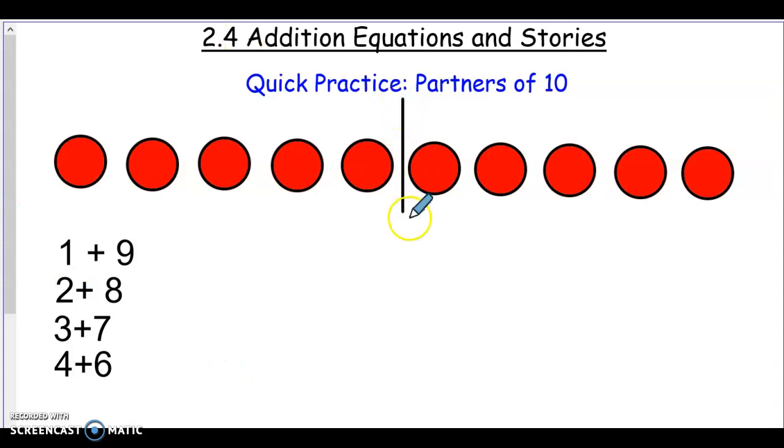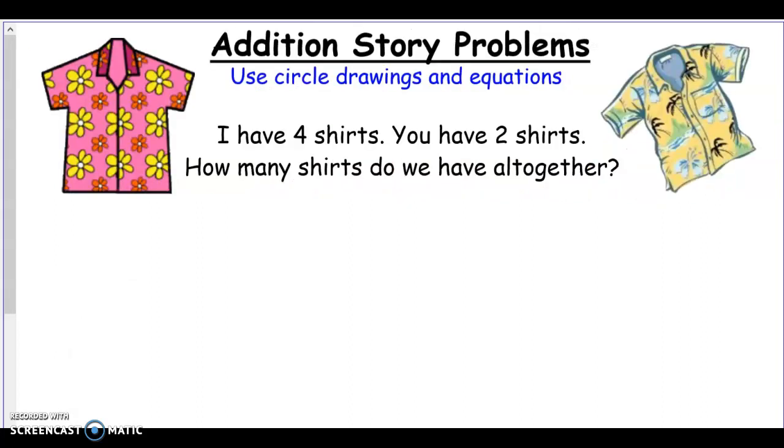And this one's exactly in the middle. There's 1, 2, 3, 4, 5 here. And 1, 2, 3, 4, 5 here. What is that called? That is a doubles fact. You are correct. All right, we're going to move on to our lesson. We're going to be doing addition story problems using circle drawings and equations.